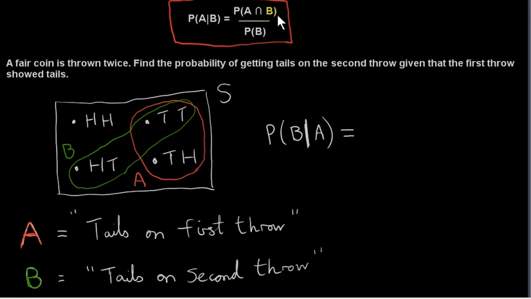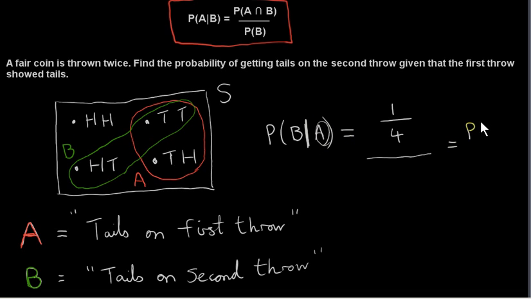Let's just apply the formula. What's the probability of A intersecting B? Well, to calculate that probability, we count the number of elements that are in both A and B. Well, there's only one element in both events. And we put that over the number of elements in the sample space, which is 4. And then we divide by the probability of A.